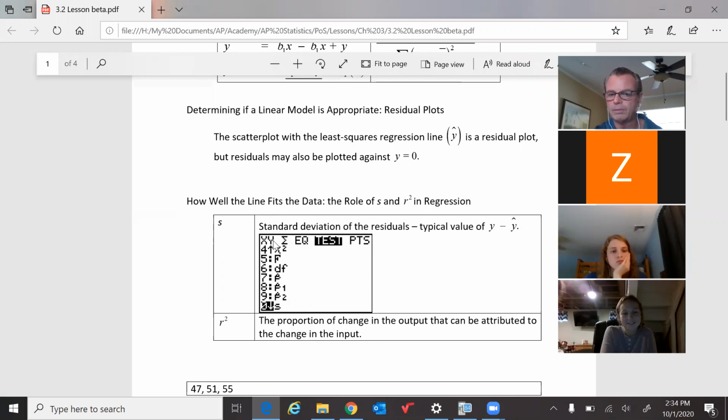I'm giving you the screenshot of STAT, of distribution, VARS 5, go across to TEST, but you have to drop down to C0.